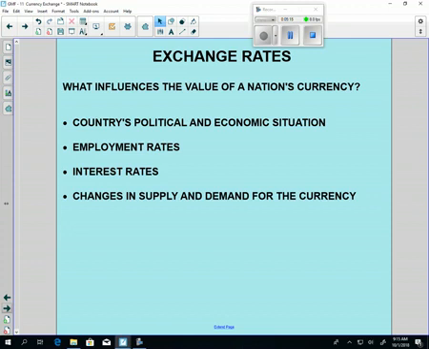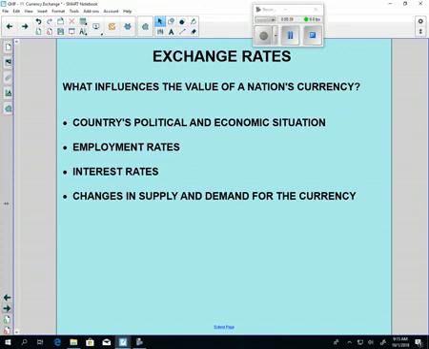What influences the value? Well, the first thing is its political and economic situation. Right here in Canada, the United States, we're very stable. We don't have to worry about a dictator taking over here. But if you were to live in Cuba, or Korea, you're under dictatorship there. If you fall asleep while he's talking, he has you shot. Those are the rules over there.